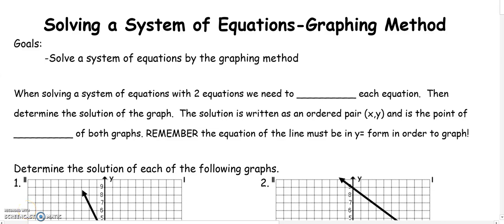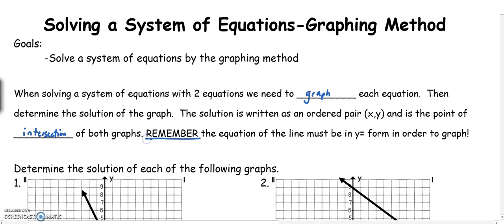This video is about solving a system of equations using the graphing method. So when we solve a system of equations with two equations, we need to graph each equation. Then determine the solution of the graph. The solution is written as an ordered pair, which is x comma y, and is the point of intersection of both graphs.